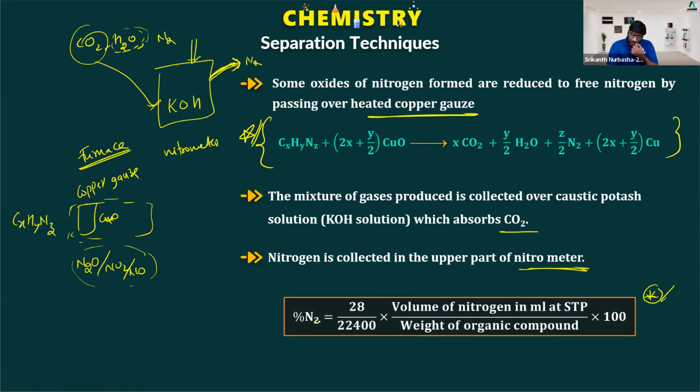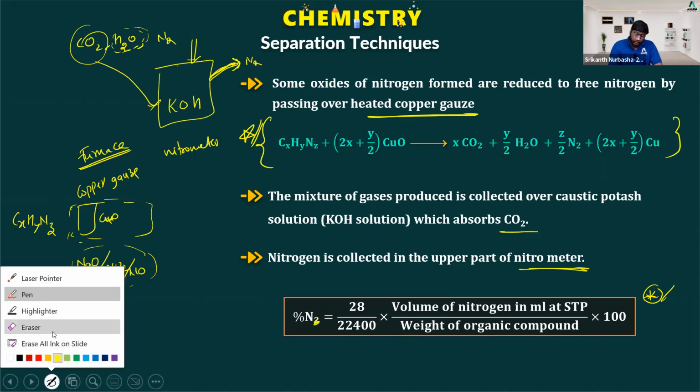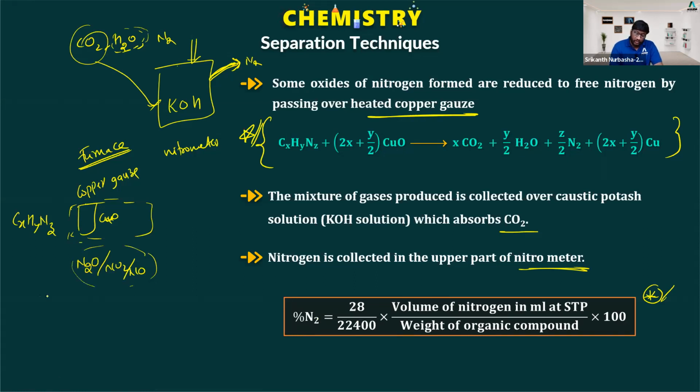Percentage of nitrogen is equal to 28, because in N2 we have 2 nitrogen atoms, 28 will be the weight of nitrogen, divided by 22,400, into volume of nitrogen in ml at STP, divided by weight of organic compound, into 100. There was a derivation for this particular formula, but you have to apply this formula carefully. That is very important.